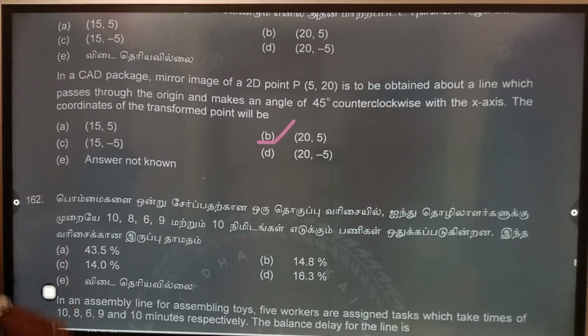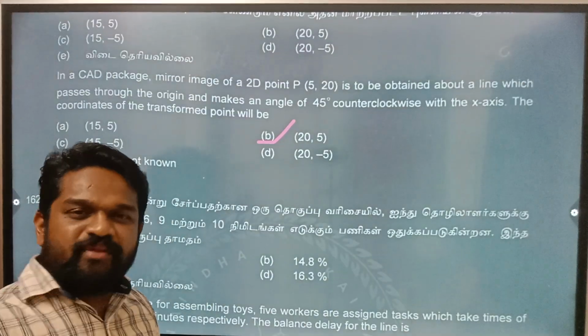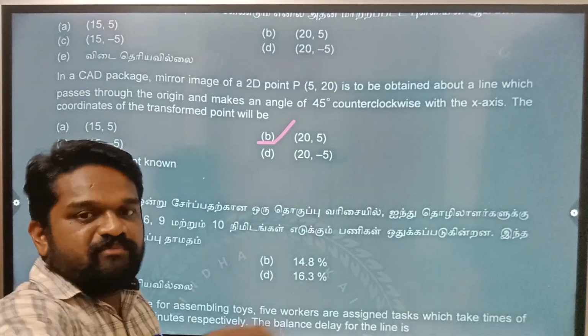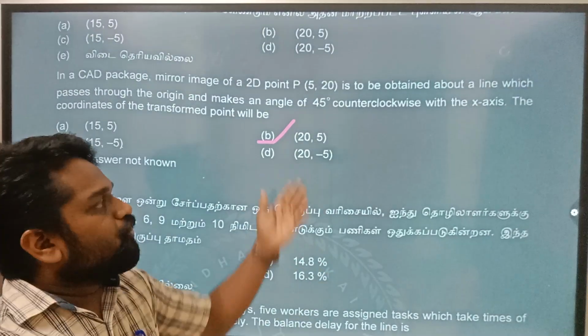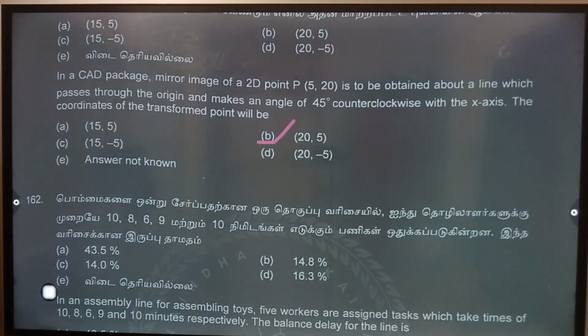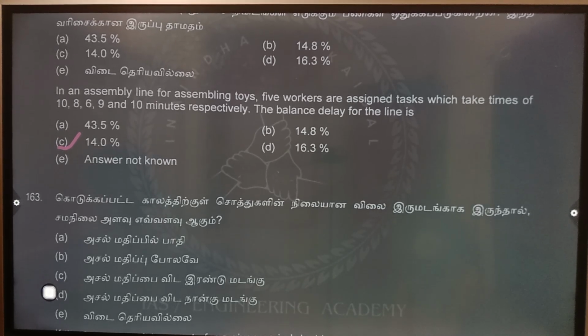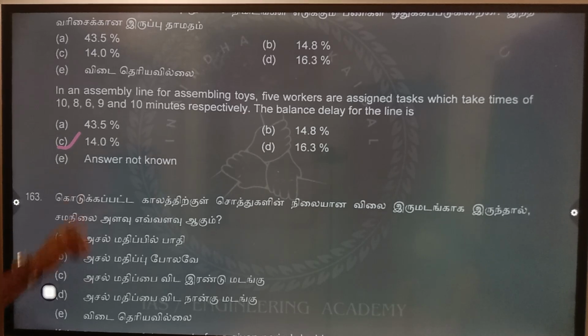161. In a CAD package, mirror image of 2D point. நீங்க வந்து ஒரு ரஃப்ல கிராஃப் வரைஞ்சிட்டு பார்த்தாலும் கண்டுபிடிச்சிடலாம். 25 is the answer. 20,5. B is the answer. 162. In an assembly line for assembling toys, balance delay for the line is 14%. C is the answer. 14%.